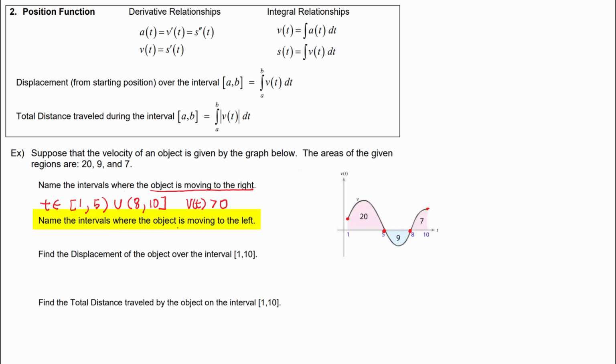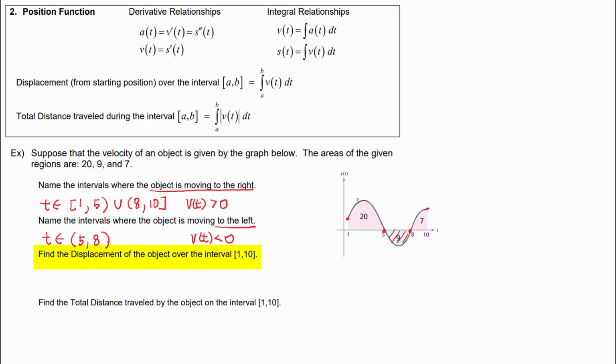Name the intervals where the object is moving to the left. The object is moving to the left when the velocity function is negative because it's to the left. And that will be right there. So the object is moving to the left when t belongs to the interval 5 to 8.